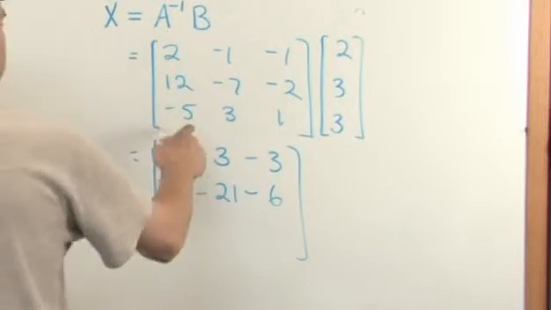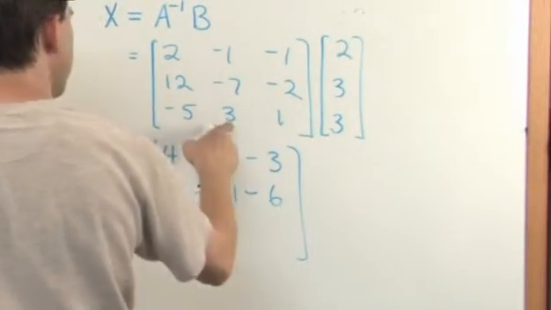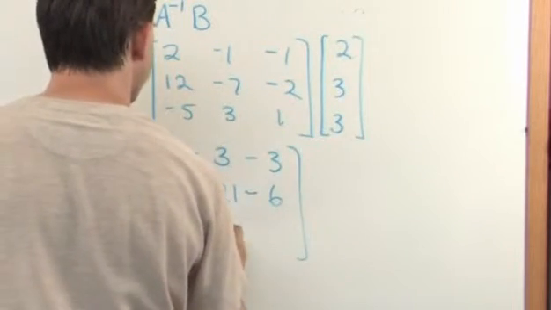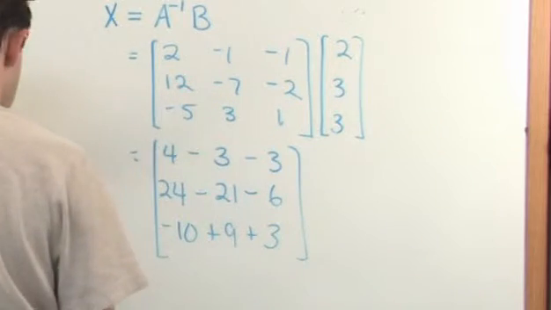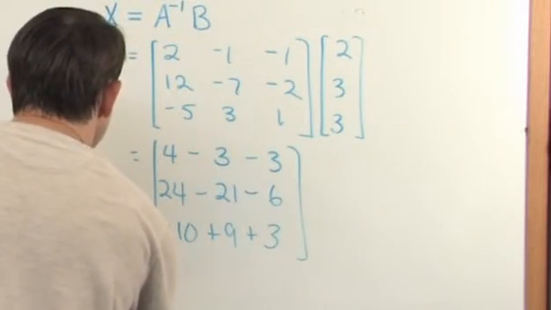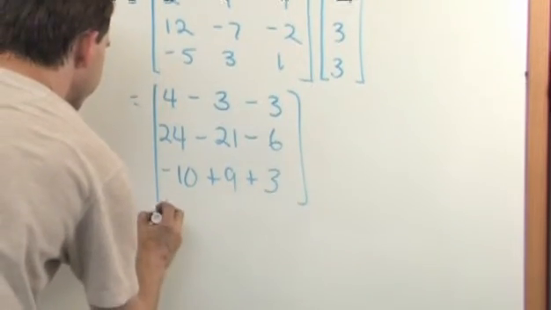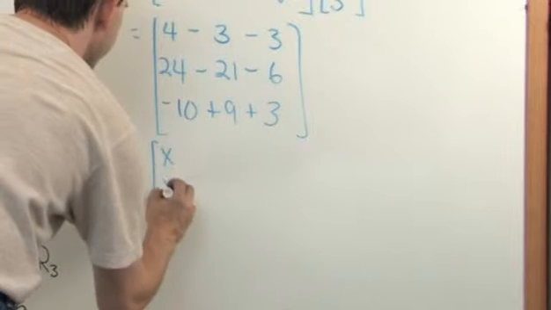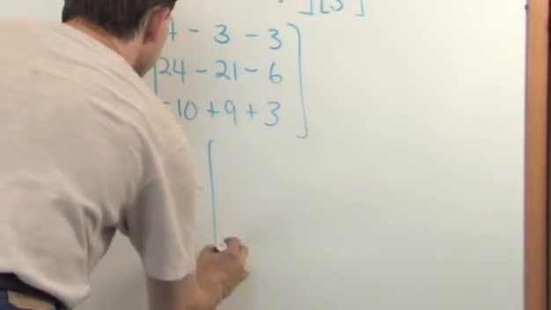Okay? Third row. Over and down. Negative 5 times 2 is negative 10. Plus 3 times 3 is 9. Plus 1 times 3 is 3. Okay? And finally, at the end of the day, what we're going to have is the matrix variable that we're really looking for, x, which is just, don't forget what that is. That's x and y and z. That's what that is, okay? Now let's go ahead and do our arithmetic.